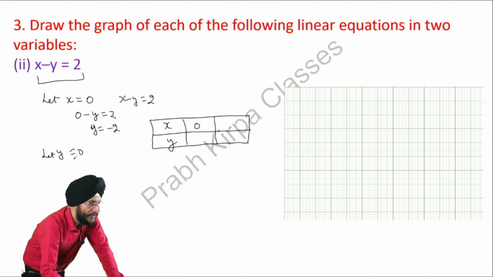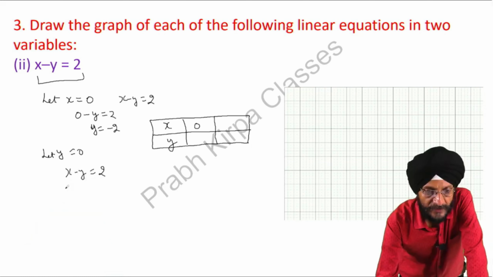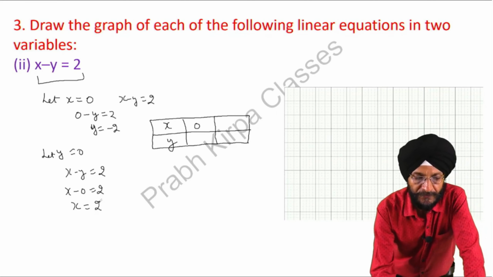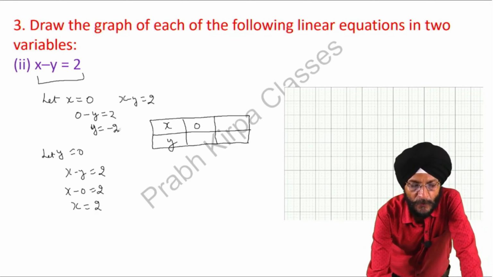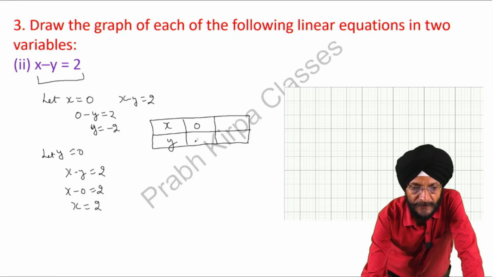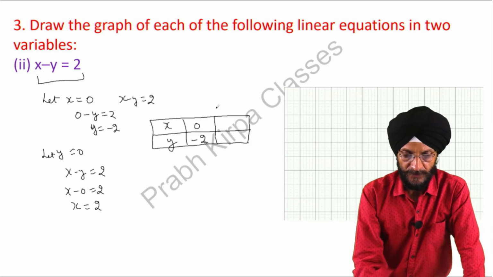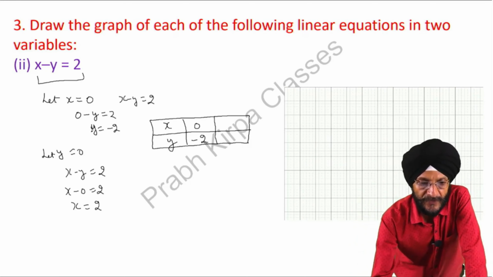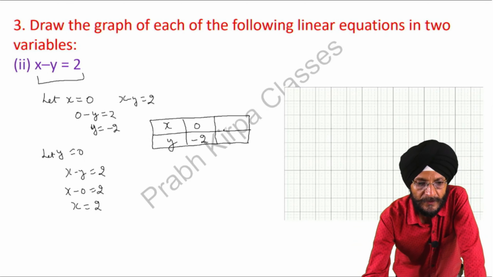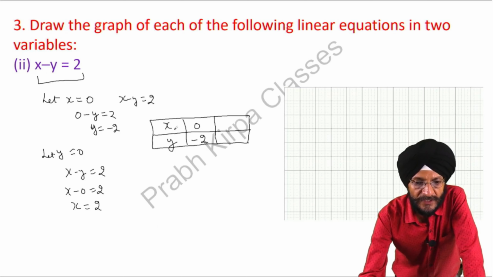What will happen? x minus y is equal to 2, x minus 0 is equal to 2, the value of x is 2. So now what is the value of y? It is minus 2. Then what is the value of x here? In the second case, it is 2. Value of y is 0.